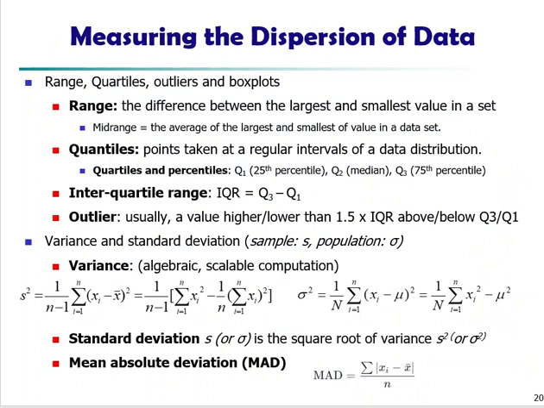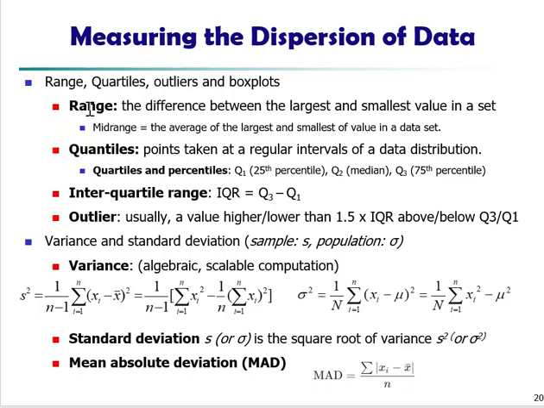Therefore, we also need dispersion measurements to tell us what the whole distribution looks like. So we will have a whole set of measures. This includes the typical ones that you might already be familiar with, variance and standard deviation. But there are also other measures that can characterize the data distribution as well. Those are range, quartiles, outliers, and box plots.